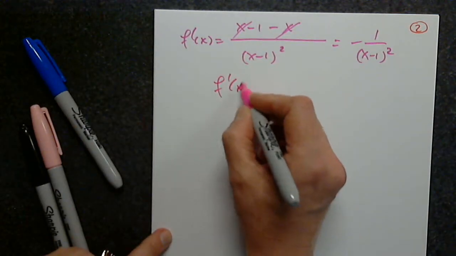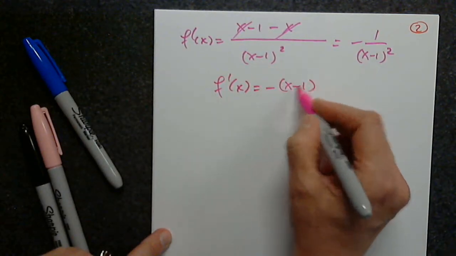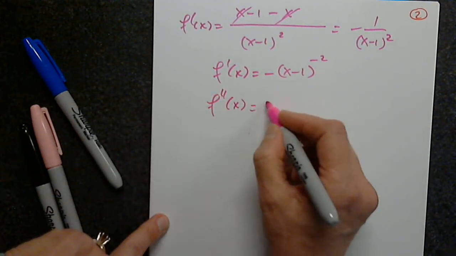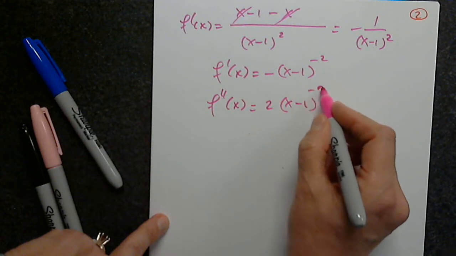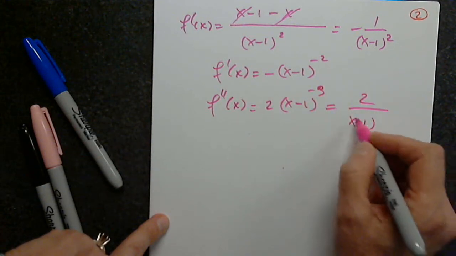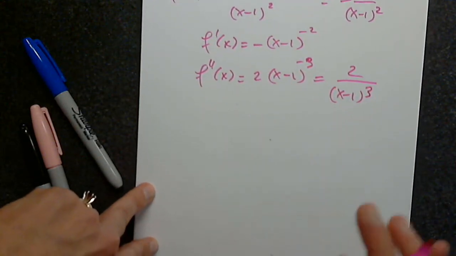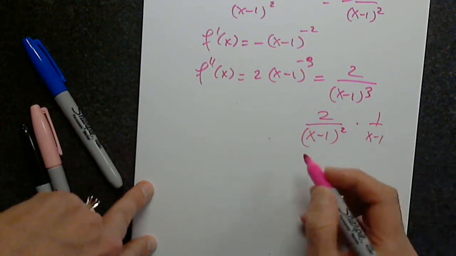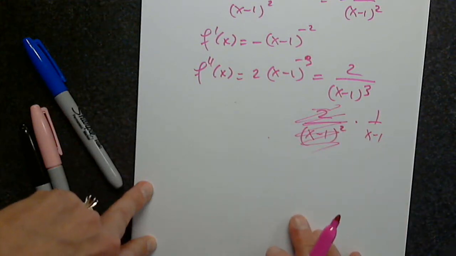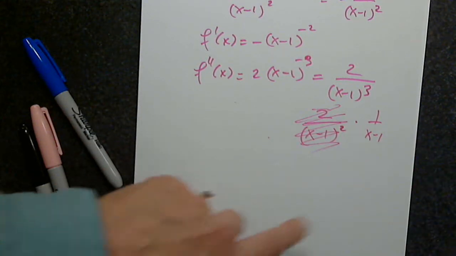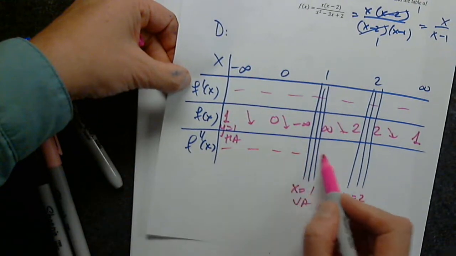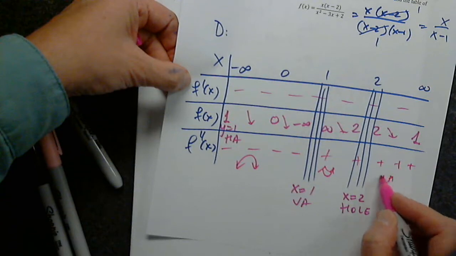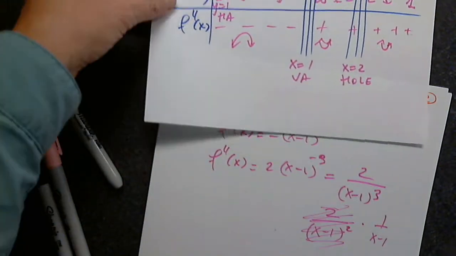So the first derivative is negative (x minus 1) to the negative 2. Now when you differentiate, you get 2(x minus 1) to the negative 3, or 2 over (x minus 1) cubed. But for the study of the sign, you should see this. The sign is given by x minus 1. Before 1 it is negative, after 1 it is positive. Done. That's all you need.